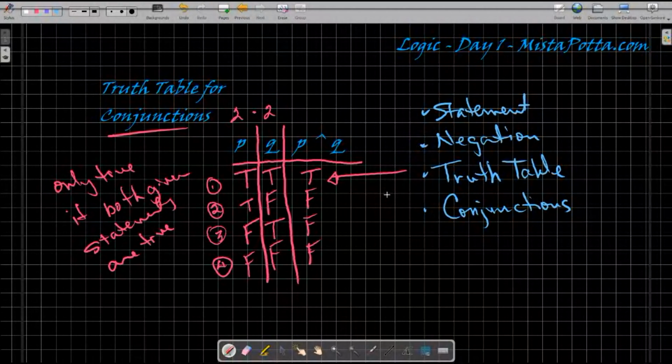So, you need to know these terms in order to be successful in logic. And you'll need to know these terms for tomorrow's class.